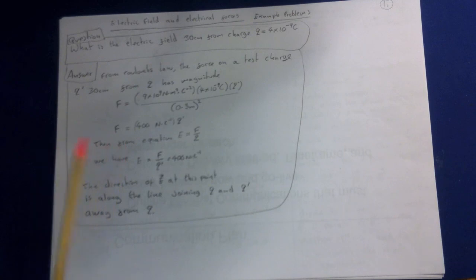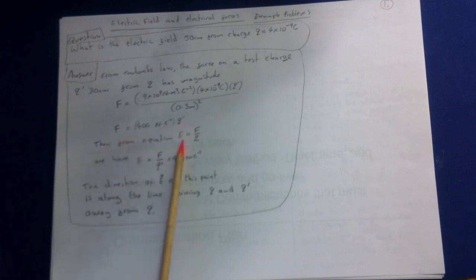Quick example here. What is the electric field 30 centimeters from charge Q equals 4 times 10 to the minus 9? Well, from Coulomb's law, the force on a test charge q 30 centimeters from Q has magnitude 9 times 10 to the 9, that's the k constant there, times 4 times 10 to the minus 9 times q, over the distance between them squared. So F equals 400 newtons per coulomb times q.